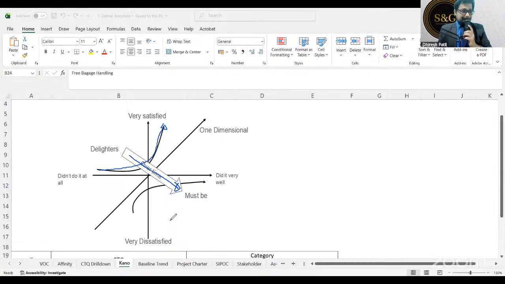Meaning, for example, 10 or 15 years ago, we used to get two kinds of cars: non-AC car and AC car. So AC was a delighter. Wow, an AC car! That was a delighter a few years ago. Now AC has become a must-be characteristic. Without AC, there is no car. Airbags, same thing. At one point in time airbags were a delighter, but now they have become a must-be.